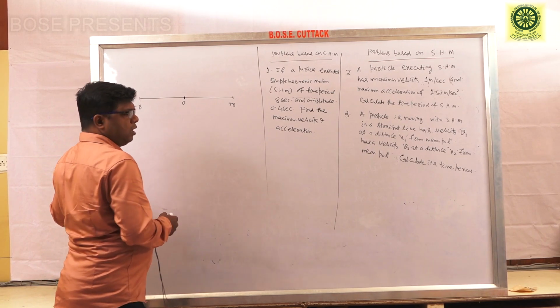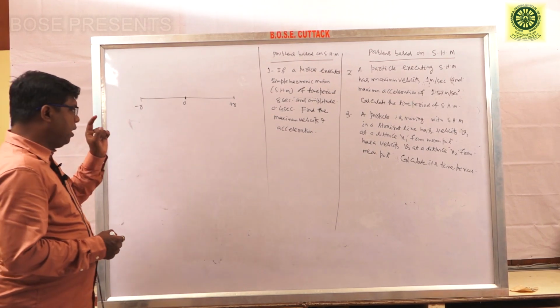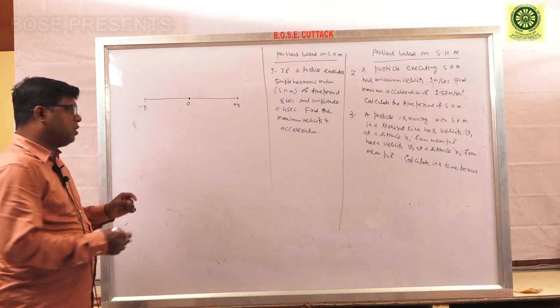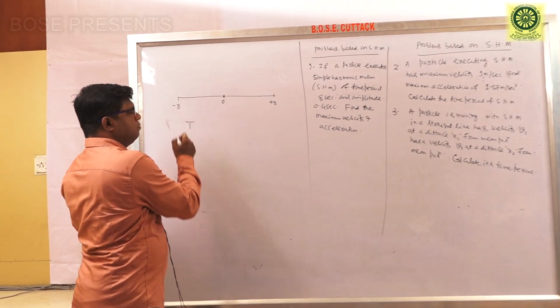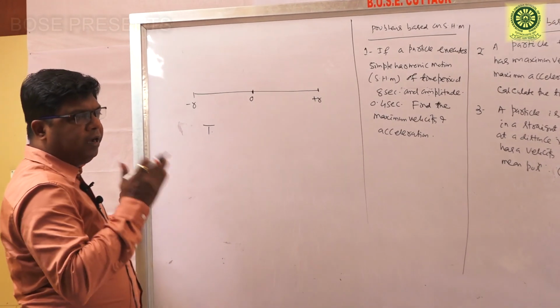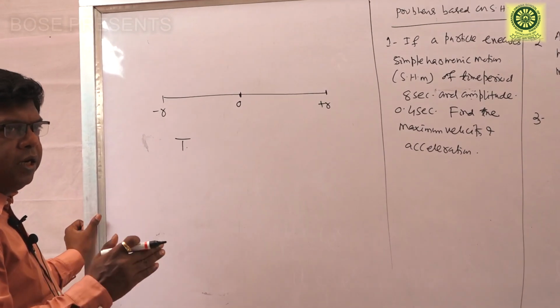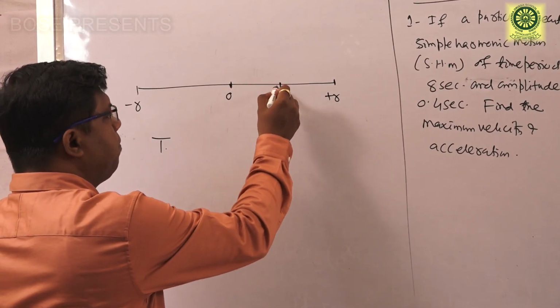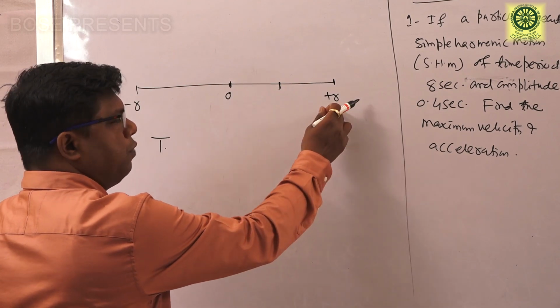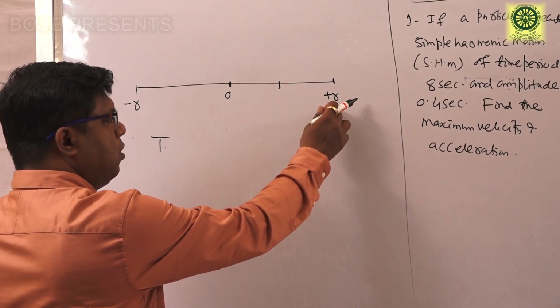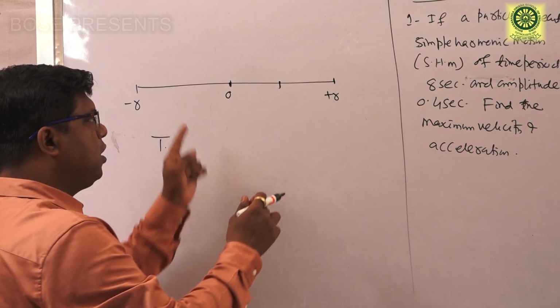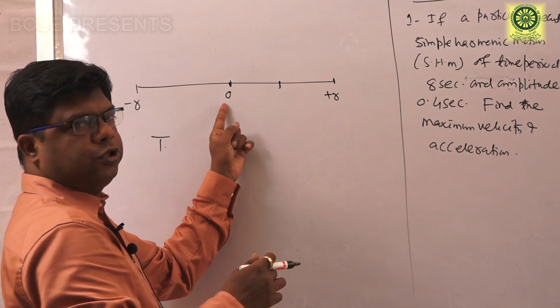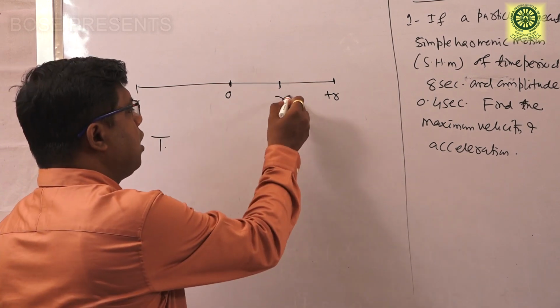In the last class I had given the problem: when a particle executes SHM with a time period capital T, find the time taken by the particle to travel from mean position to half of the amplitude. This is the amplitude of SHM. What is the time taken to travel from mean position to half of the amplitude, that is r by 2?